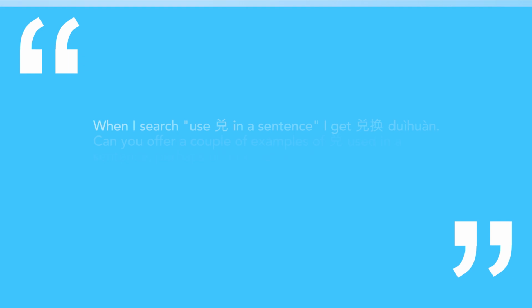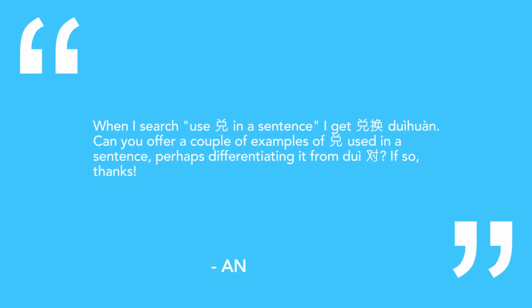And Giles on Make a Movie for 对, and this is the 兑换的对, not the correct 对. She says, when I search "use 对 in a sentence," I get 兑换. Can you offer a couple of examples of 对 used in a sentence, perhaps differentiating it from 对 is incorrect? If so, thanks. The first thing I would say is that this 对 is not a character, not a word in and of itself. It's just a morpheme.